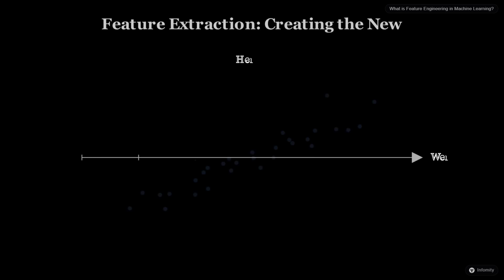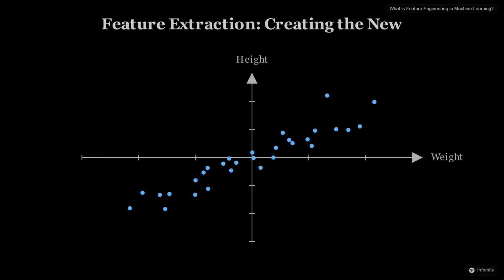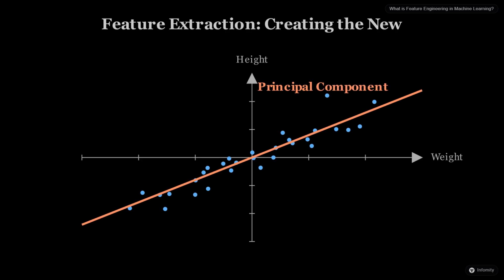Beyond selecting existing features, we can also perform feature extraction. This involves transforming or combining existing features to create entirely new ones that might be more meaningful or represent the data in a lower dimensional space. For instance, if you have features for length and width, you can combine them to create a new feature called area, which might be much more predictive for certain tasks.